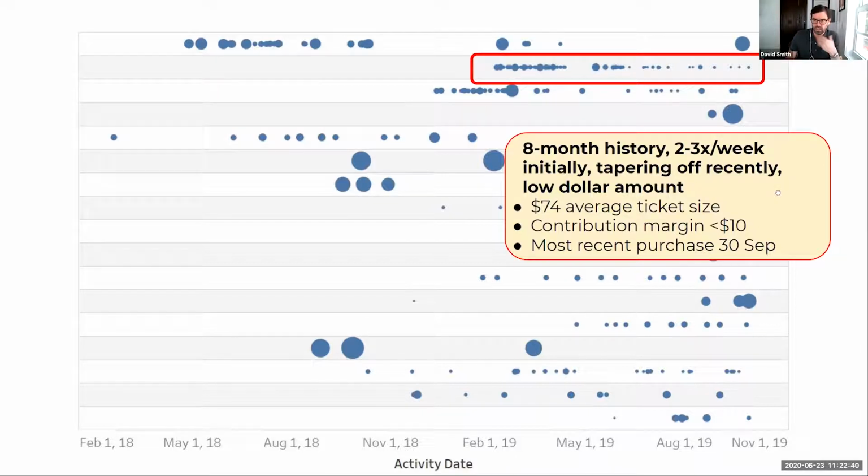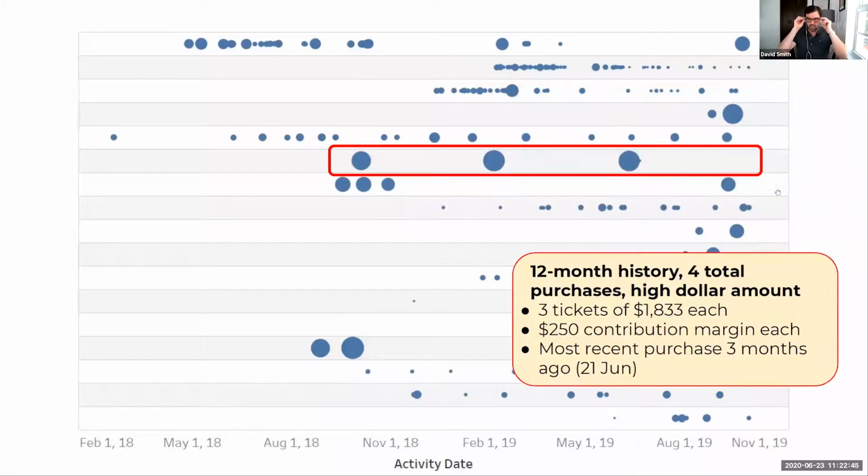Let's look at another one, just to get a feel for the customer history. So this one has been buying from us for 12 months. They really only have 4 total purchases, but when they do purchase, they have a high dollar amount. There's 3 tickets of $1,833 each. Each of those has generated $250 in contribution margin to our company. The most recent purchase was 3 months ago.